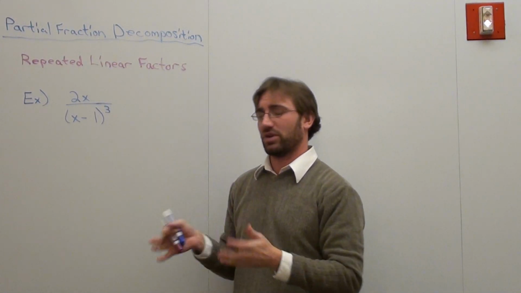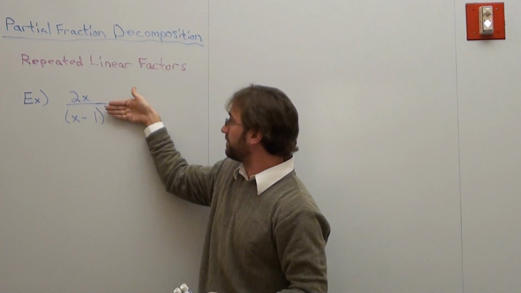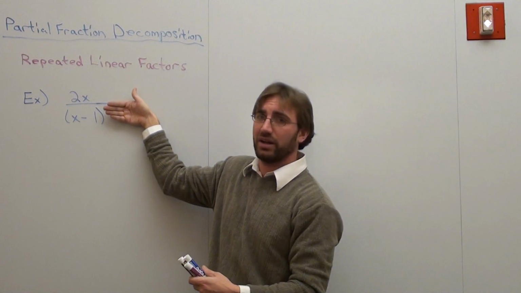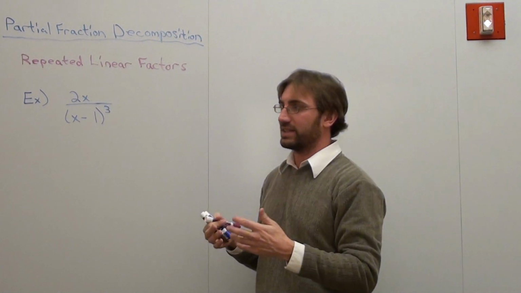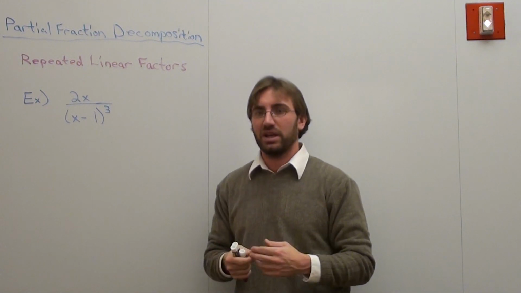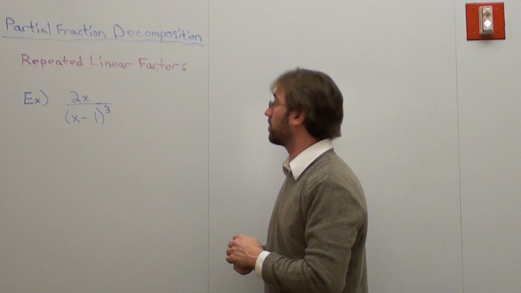Before I had like 3 different quantities and it was fine. Repeated linear factors means, well, this is linear, the denominator, but it has an exponent on it. It's like 4 or 2. If you have a quantity that's linear but it has an exponent on top of it, it's just a repeated linear factor. And there is a slightly different approach to take.